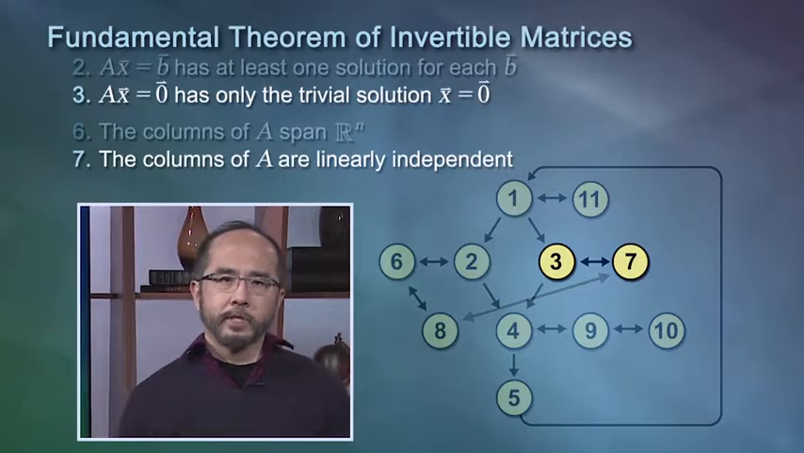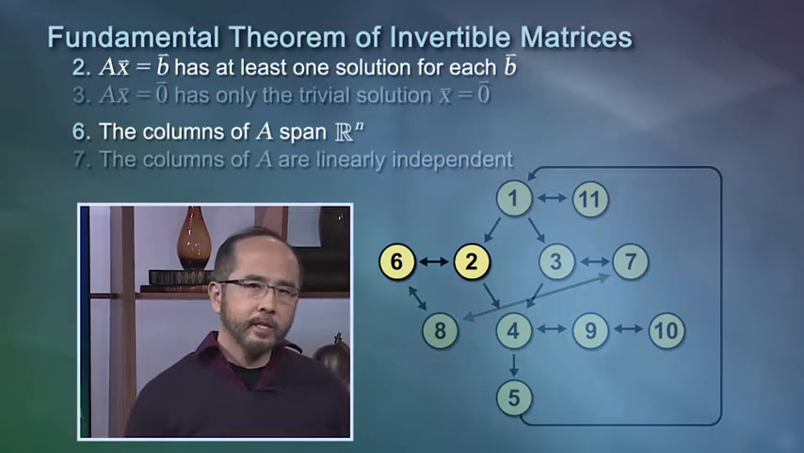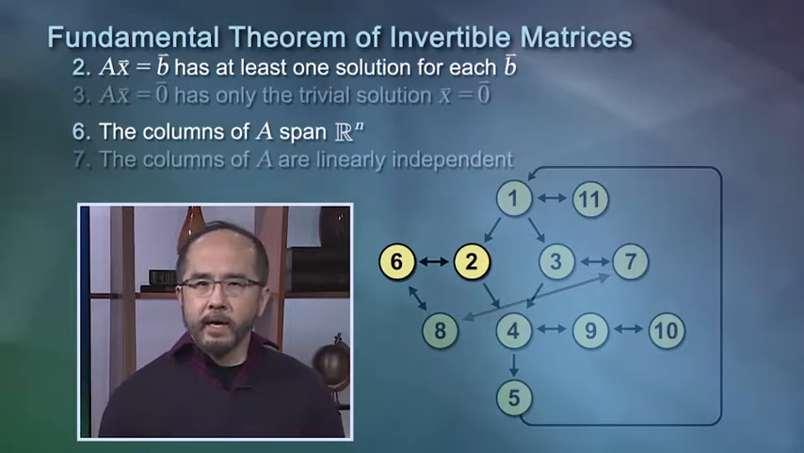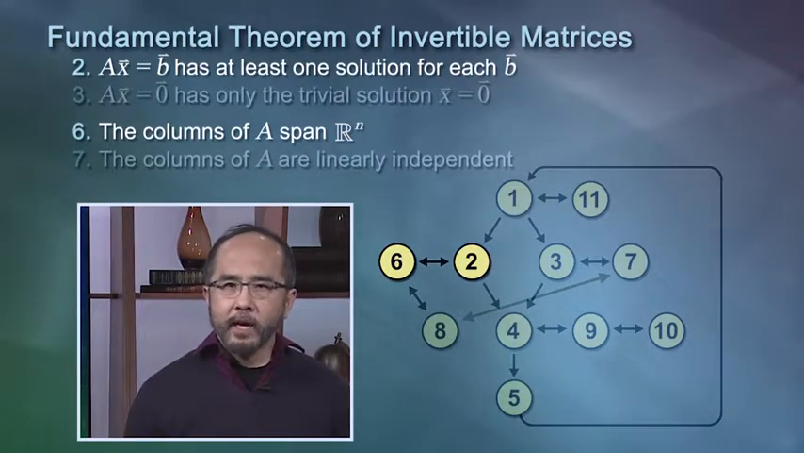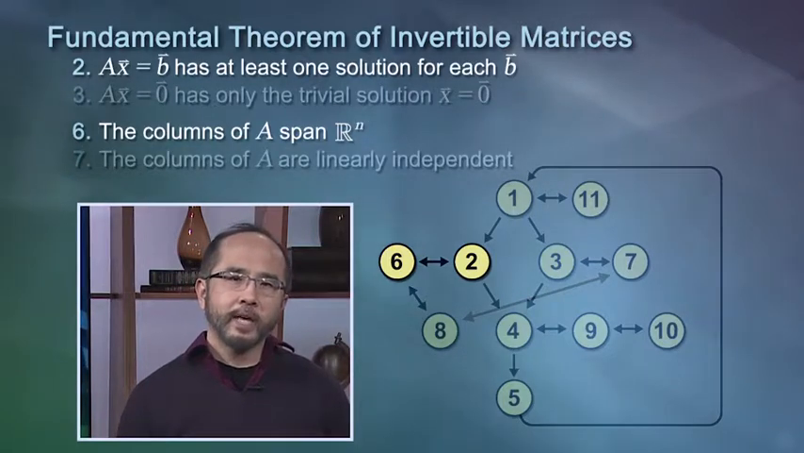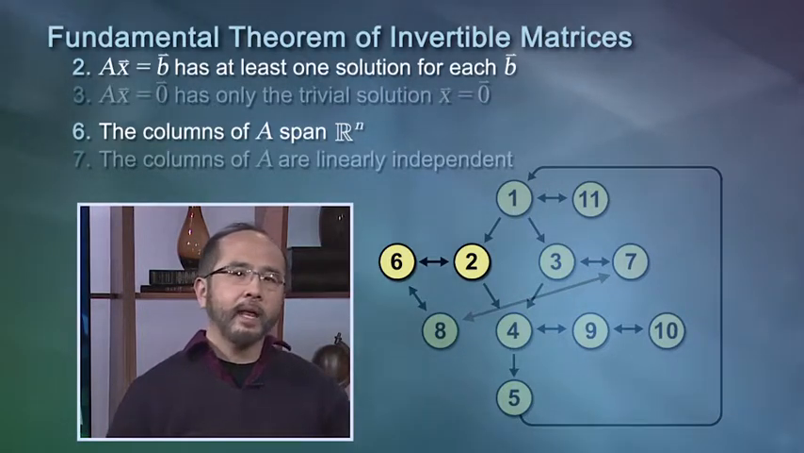Let's think about that for just a second. To say AX equals B is always solvable for each B is to say that a linear combination of the columns of A can produce any vector B. That's the same as saying the columns of A span all of Rn.